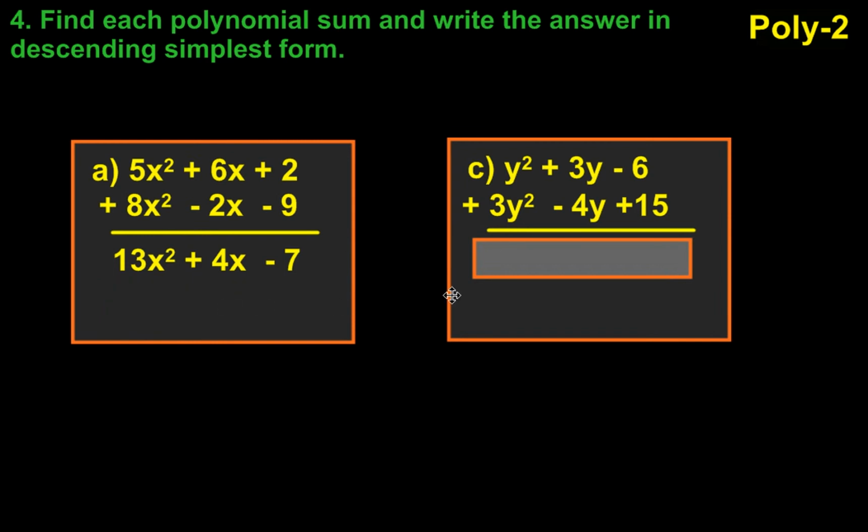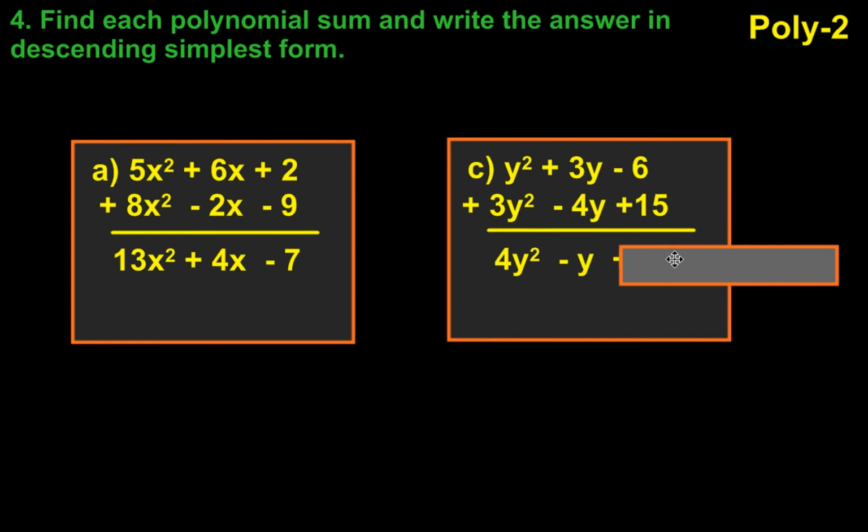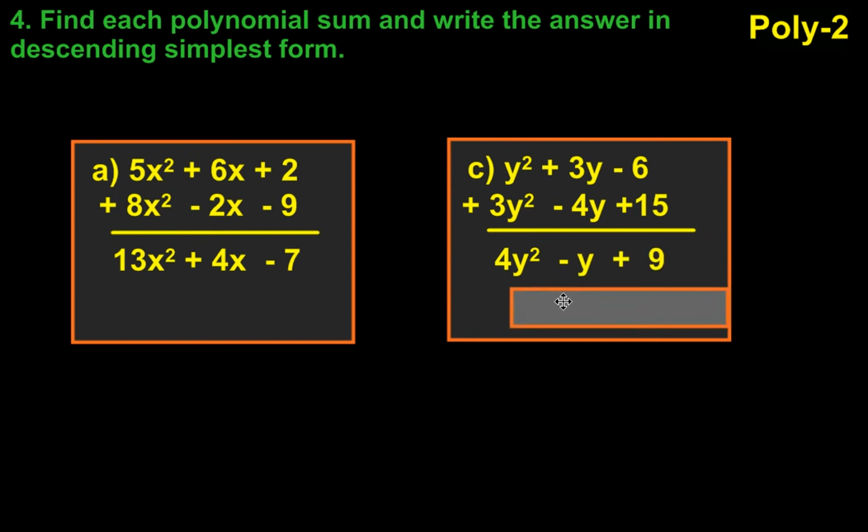And negative 9 and positive 2 give us a negative 7. For 4c, we have y to the second power plus 3y minus 6, and we're adding that to 3y to the second power minus 4y plus 15. Looking at the y to the second powers, we get 4y to the second power. We have a positive 3 and a negative 4, so that's going to get us a negative 1, or negative y. And we have a positive 15 and a negative 6, so that's going to get us a positive 9.